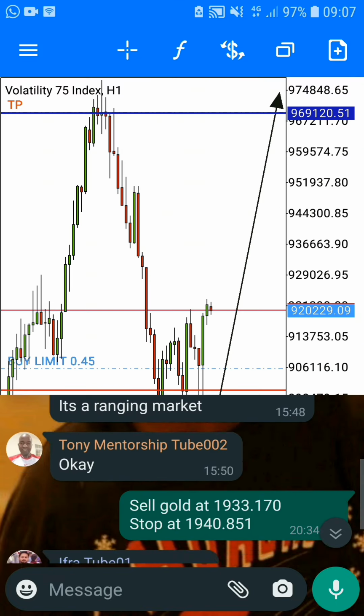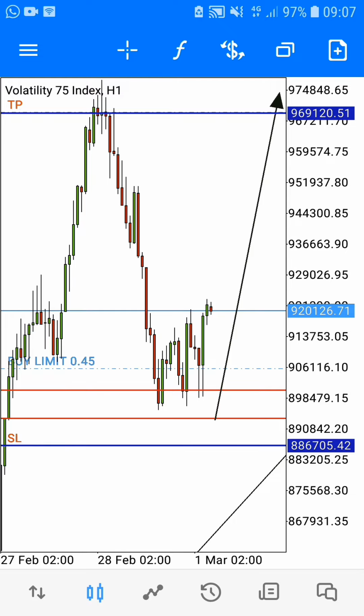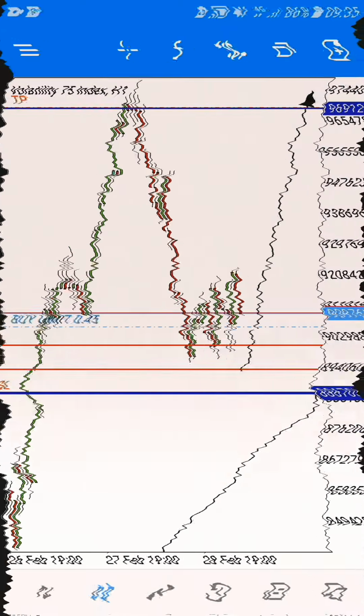Hence, having said that, take this time to observe how this trade plays out.